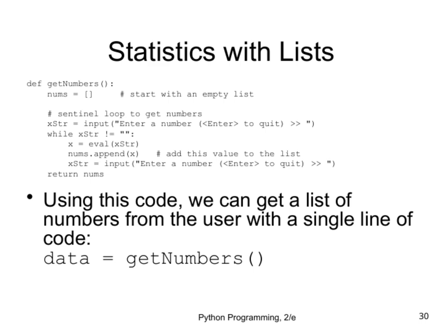This setup is really efficient because with just a single line, data equals getNumbers, we can collect multiple inputs into a list, making it easy to perform statistical calculations or other analyses later on. It exemplifies how Python makes data collection straightforward, especially when working with lists and user input.